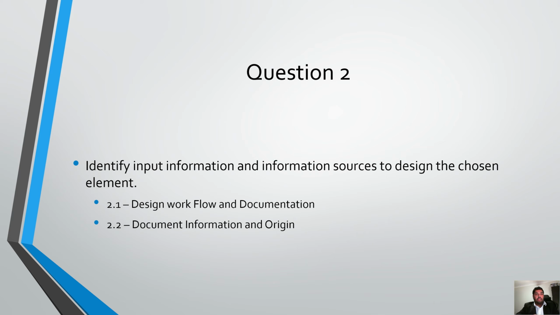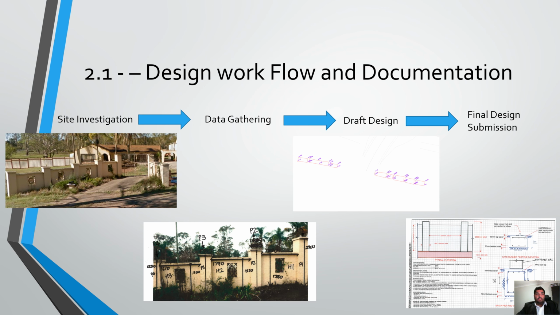Question 2. Identify information and information sources to design the chosen element. So we'll start with the design flow first, and then we'll go to the document information and origin. According to what I was told, they go through 4 phases. The first one is the site investigation phase, where they meet the client, establish the work grounds and the scope of works. Then they gather data at the same time, whatever they can get in the initial consultation.